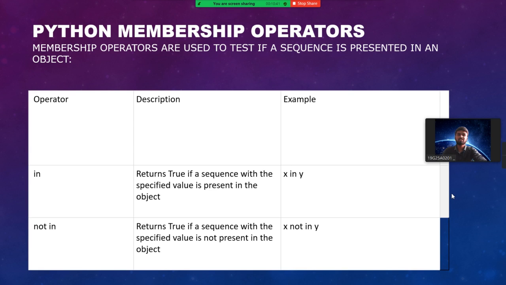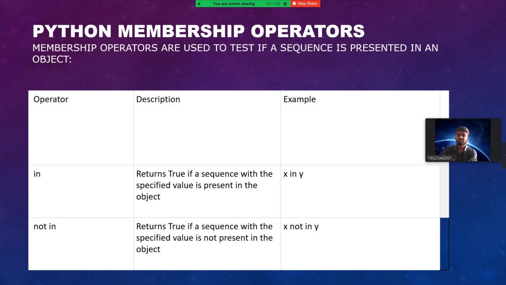Next, Python membership operators. These Python membership operators are of two types: in and not in. The membership operators are used to test if a sequence is present in an object or not. That's the work of these membership operators.